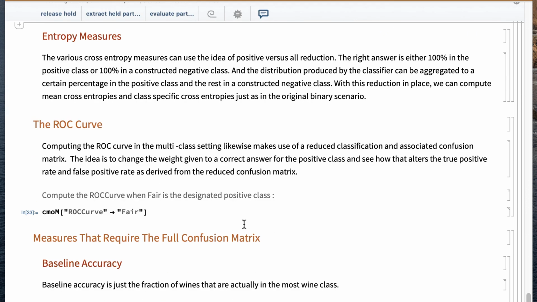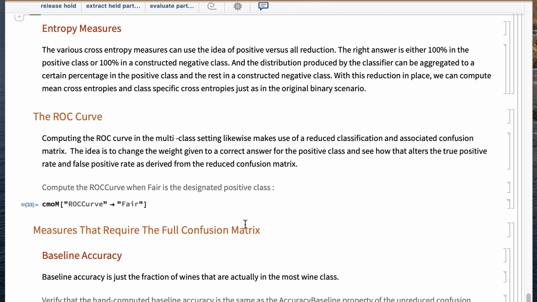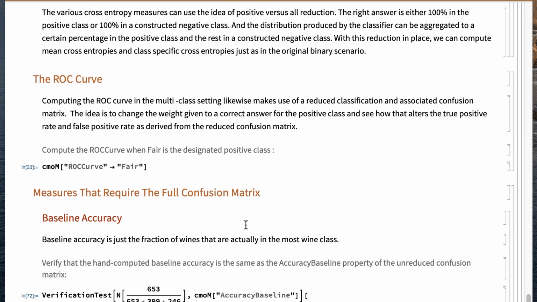ROC curve. For the ROC curve, we do use a reduced confusion matrix and a reduced classifier. That is, when we designate something as the positive class, we then say, well, everything else is negative. And so basically what we're doing in the ROC curve is changing the weight given to a correct answer for the positive class and seeing how that alters the true positive rate and the false positive rate as we derive it from the reduced confusion matrix. So I'm not going to go through that by hand. That's a little tedious. I'm just going to show you what it looks like.